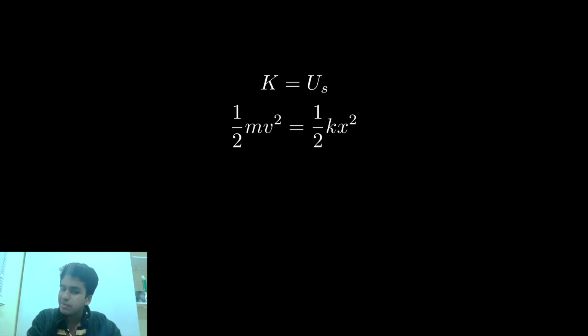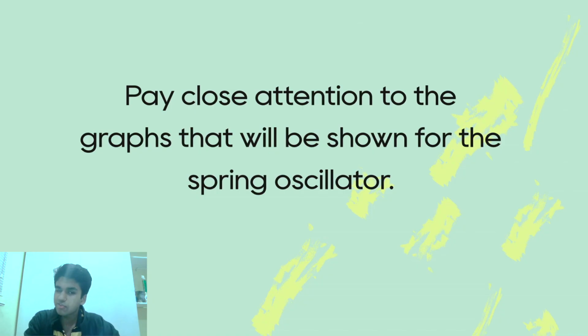So 1/2 mv squared equals 1/2 kx squared. Now we can write an expression for x squared. We know that x squared is mv squared over k, and we can square root both sides to get v times the square root of m over k. And that's the amplitude.